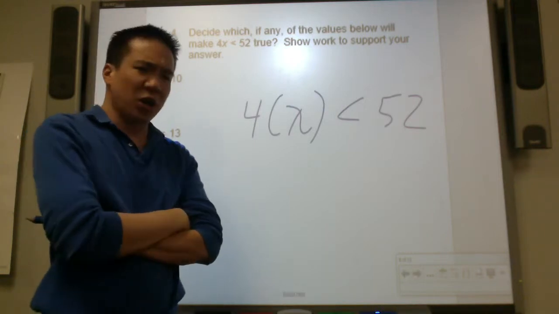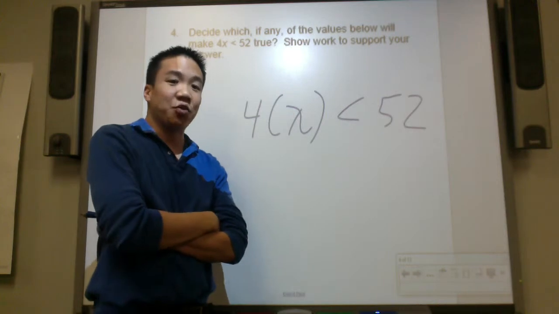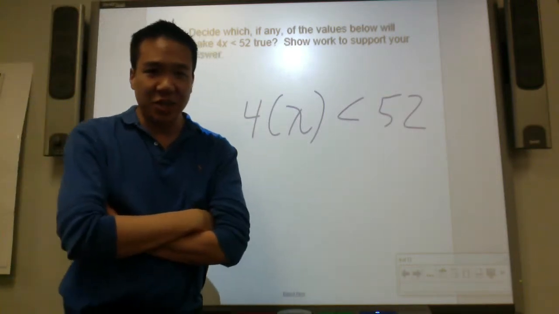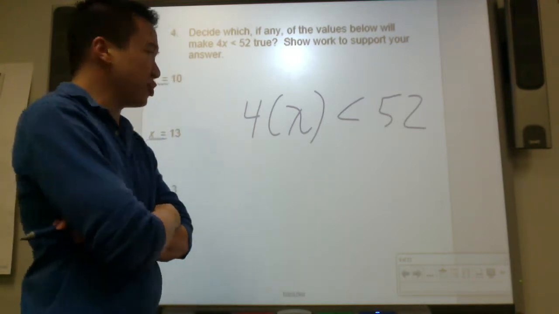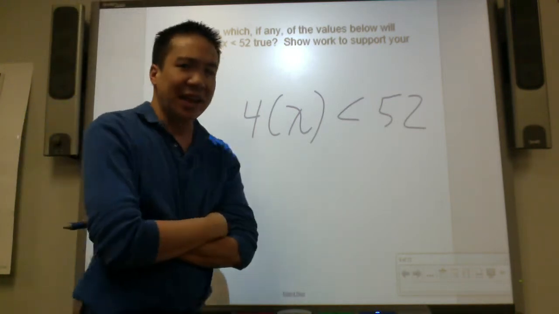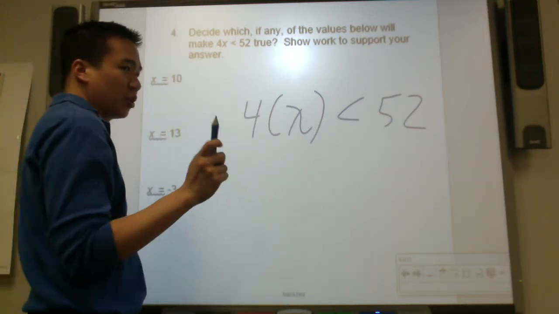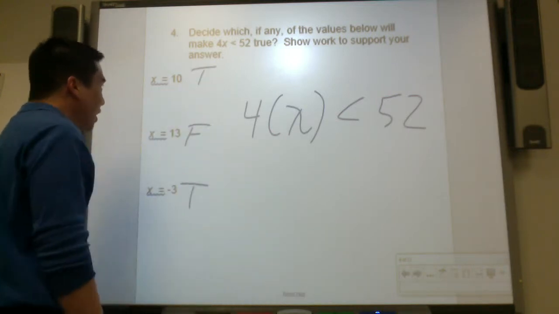Is 4 groups of 12 48? Is that less than 52? Yes, 48, yes. What about 13? 4 groups of 13, that's 52. Is that less than? No, it has to be less than, not equal to. So I predict it's anything less than 12. Or, sorry, less than 13. So I think this is true, this is false, and this is true. Let's see if that's correct.